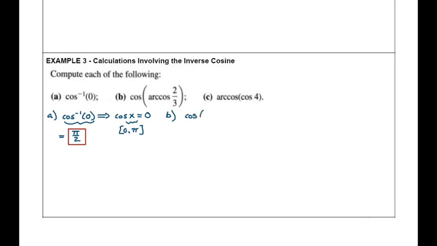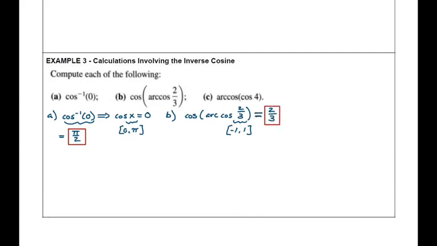Now if we look at B, cosine of arc cosine of 2/3, that's really asking cosine of cosine inverse, because arc cosine is just another way to write it. How do we find this? Looking from the inside out, is 2/3 in the domain for arc cosine? Remember, the domain of arc cosine is negative 1 to 1. So is 2/3 in that interval? The answer is yes, which means cosine of arc cosine of 2/3 would be 2/3.